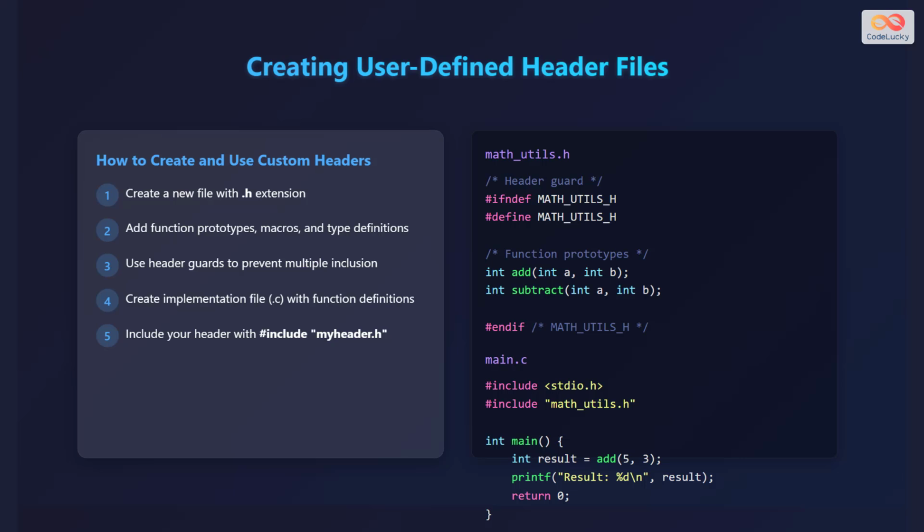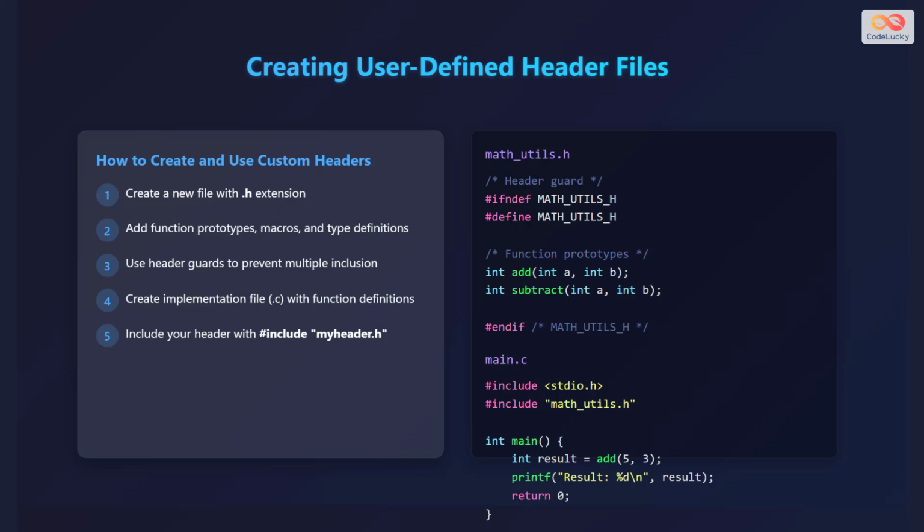Now let's learn how to create and use custom header files in C. The first step is to create a new file with the .h extension. This file will serve as our header file. In this header file, we can add function prototypes, macro definitions, and type definitions that we want to reuse across multiple source files. It is important to use header guards to prevent multiple inclusion of the header file, which can lead to compilation errors.